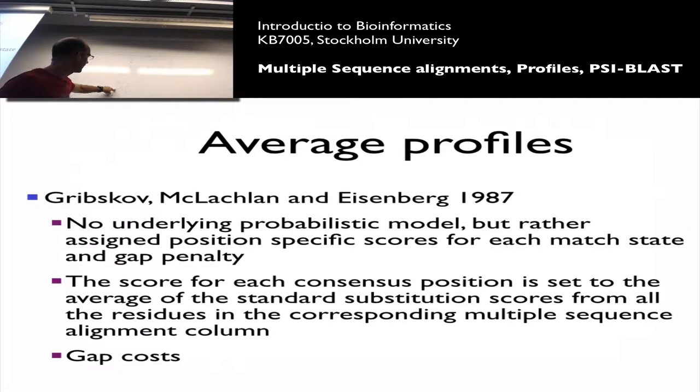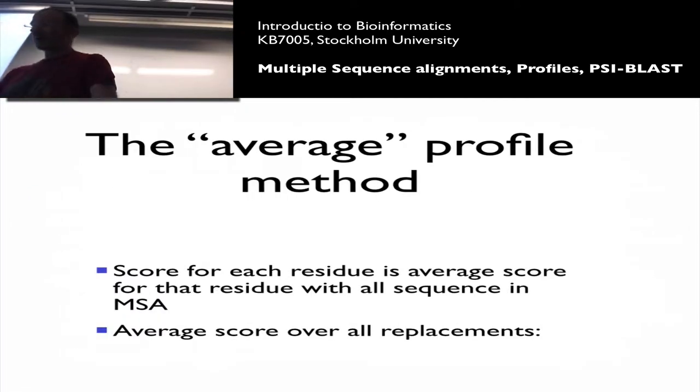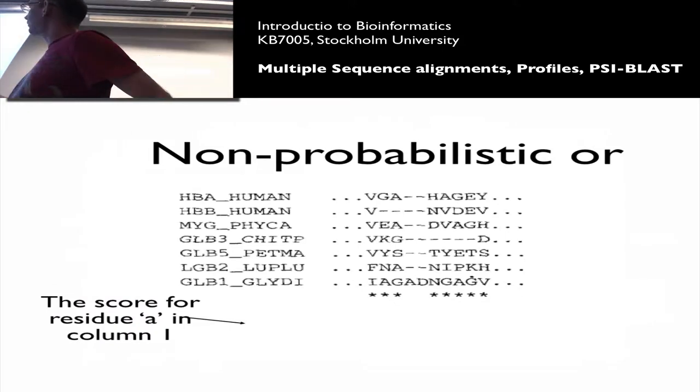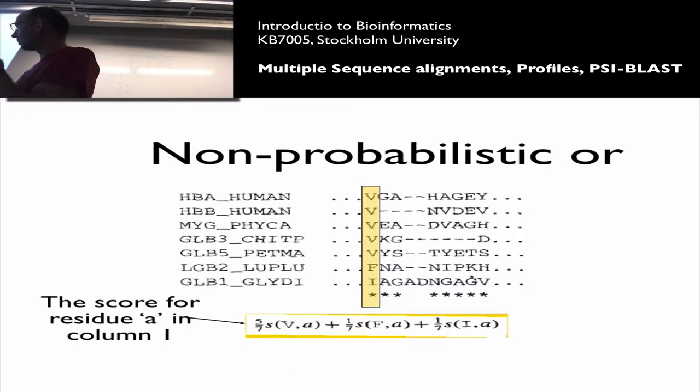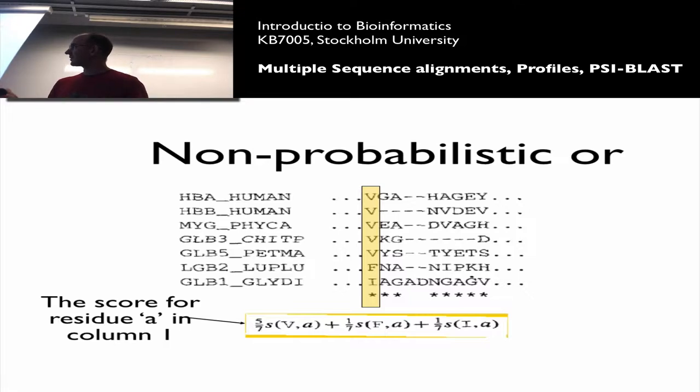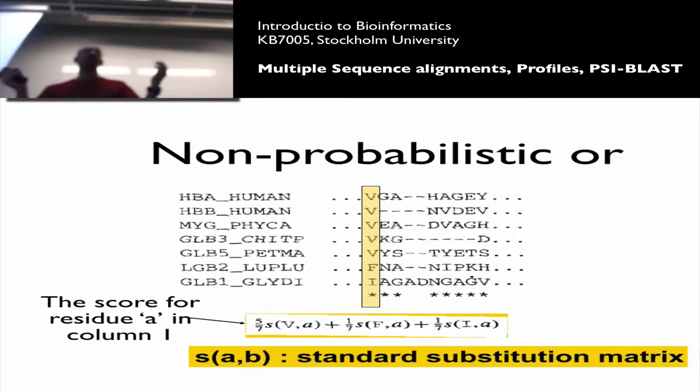So aligning one amino acid to this profile is just taking this one against every single member there, or against the average, the fraction you have of each amino acid type there. You score each residue, the average score for the residue with all sequences in the multiple sequence alignment, and you score all replacements. So if you want to calculate the score for residue A in column I, and this column has V, V, V, V, V, F, I, I have 1, 2, 3, 4, 5 V's, 1 F, 1 I, so that's 5/7 of the score of substituting V to A, 1/7 of F to A, and 1/7 of I to A. Just sum this together. So I can describe this as the average score of my test amino acid with all the other ones here. And the S here is just the standard substitution matrix, PAM 250 or BLOSUM 62 or something like that.